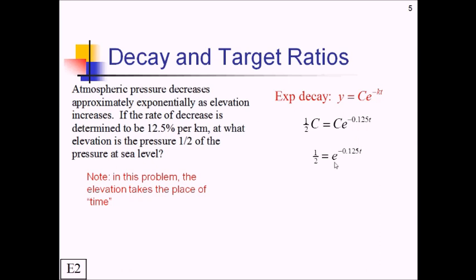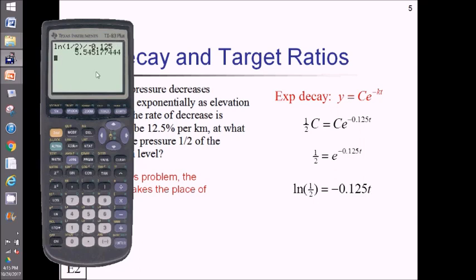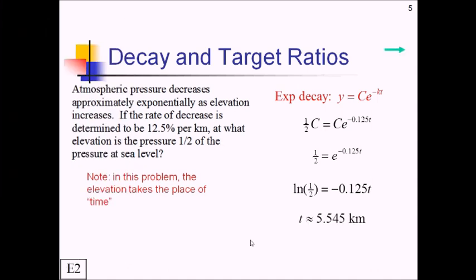Oh yeah, if I want to get rid of e, if I want to get an exponent out of exponent land, I need to take the log of both sides. ln would be the best one. So we can write ln of 1/2 equals negative 0.125t. And then let's just divide to figure out t. So taking the ln and dividing, I'm going to end up with 5.545. And what's my units on this? Well, we were looking for the elevation, so that's going to be kilometers.